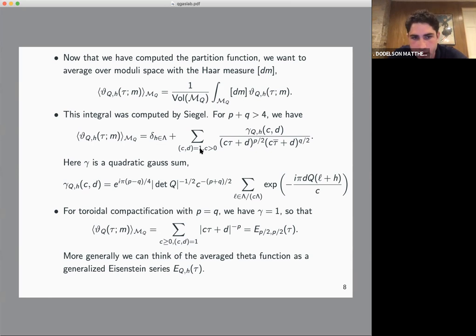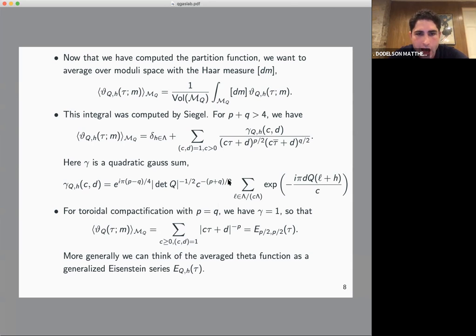So here c and d are coprime integers, and there are singularities at each of these rational numbers, d over c. The coefficient of the singularity is given by a quadratic Gauss sum, gamma q of c and d, and it takes this form. So it's a sum over lambda mod c lambda of some phases.